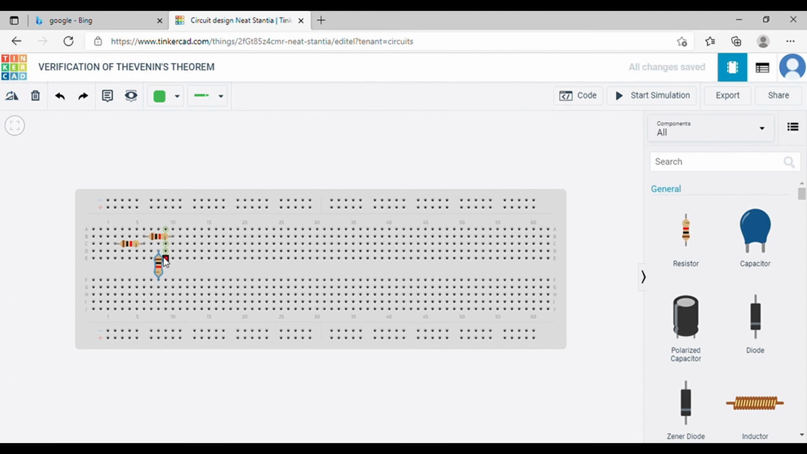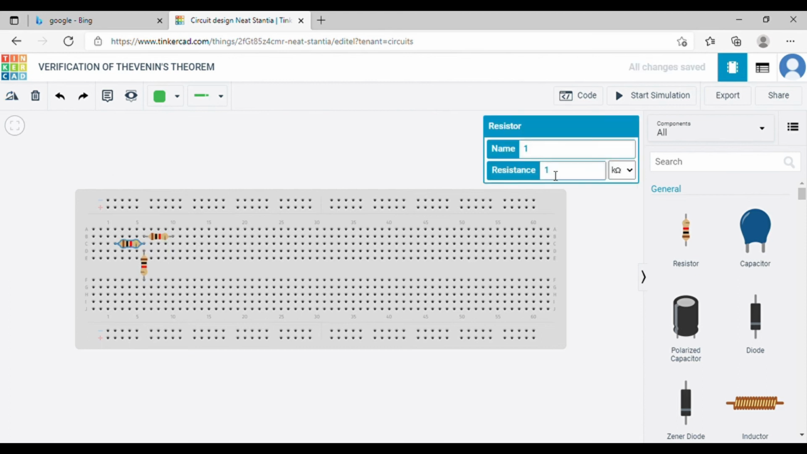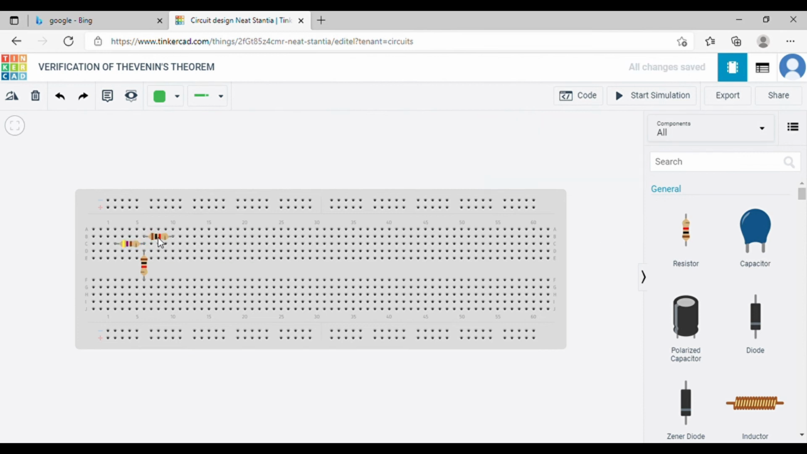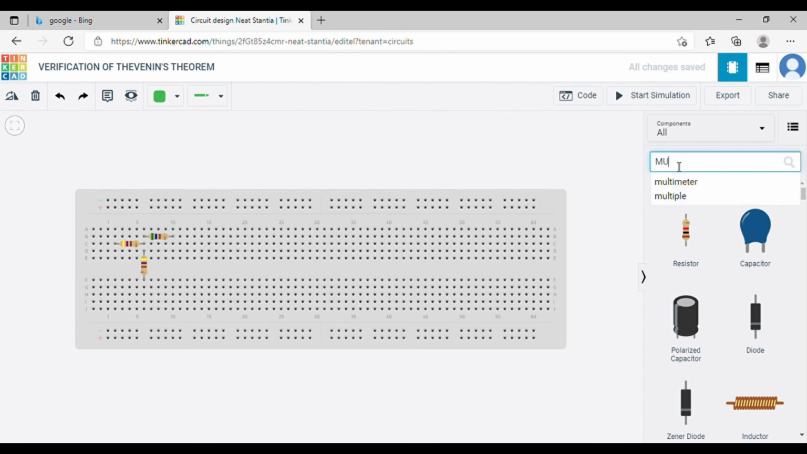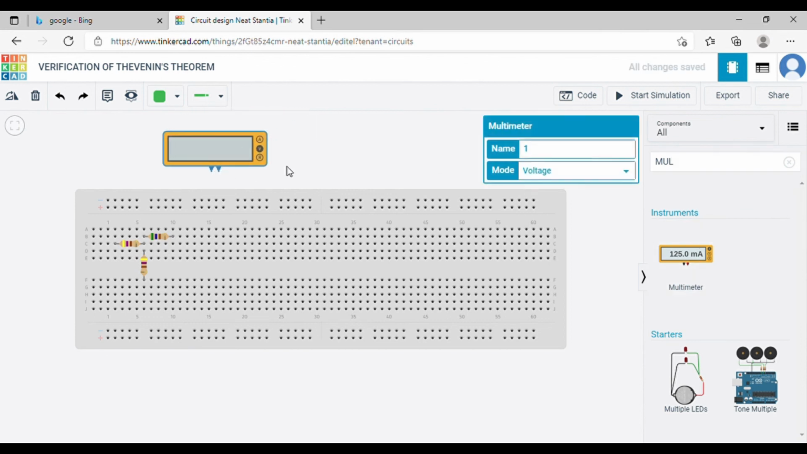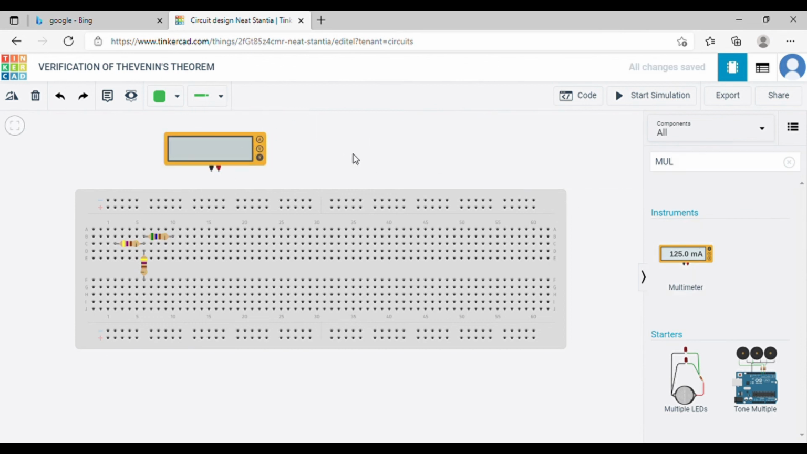The resistors can be rotated in the desired direction. The connections are given as per the circuit diagram. The value of resistor and unit can be changed by clicking on it. In Tinkercad, we have multimeter in order to measure the voltage, current and resistance. The mode of measurement can be changed by clicking on it. In the first circuit, we have changed the mode of measurement to resistance.